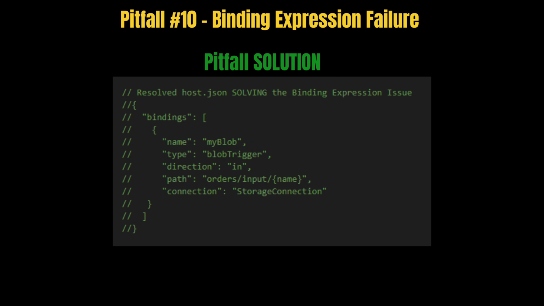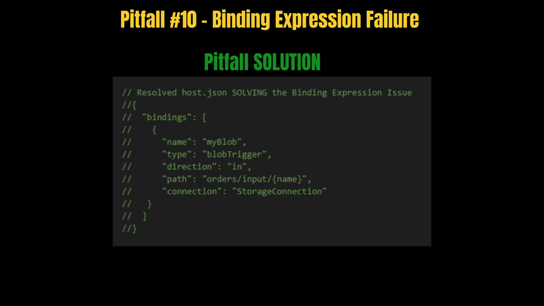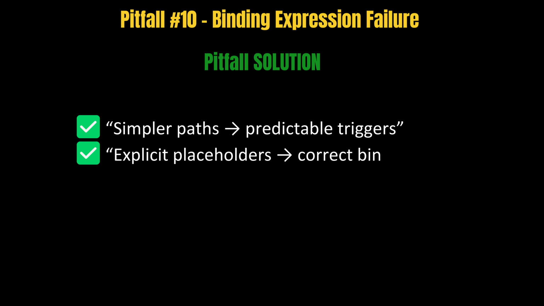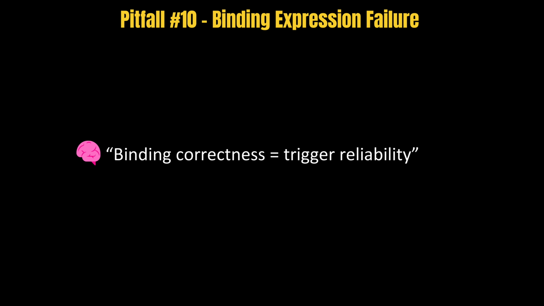So what is the fix? Simplify paths whenever possible. Use explicit naming like {name} instead of multiple dynamic segments. Double check that the container and blob names match runtime expectations. Here the runtime correctly resolves name, the function triggers, logs fire, and your processing works reliably. Binding expressions are invisible mistakes. If they fail, your functions won't trigger silently. Keep paths simple, validate placeholders, and watch your functions come alive in production. Binding correctness is equal to trigger reliability.